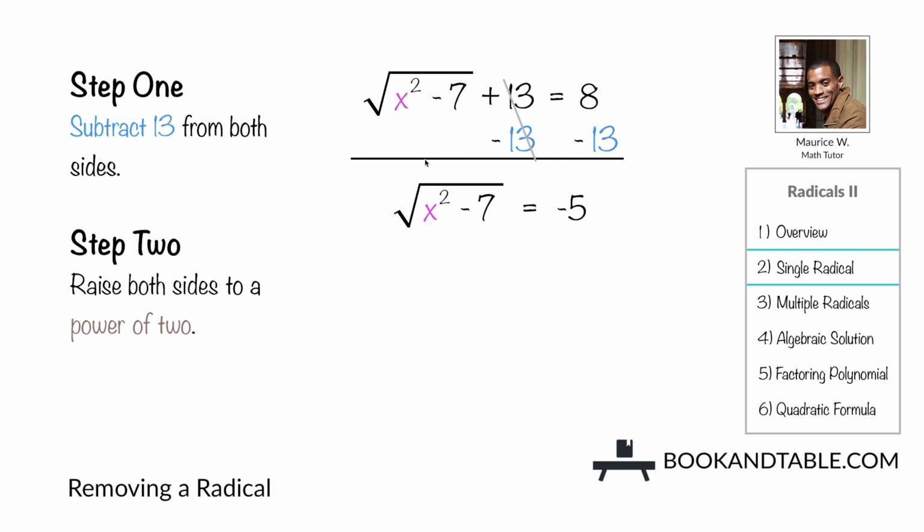Now, once you have the radical term isolated, we want to take advantage of the fact that the index is 2, so we're going to raise both sides of the equation to a power of 2 to get rid of this radical sign.